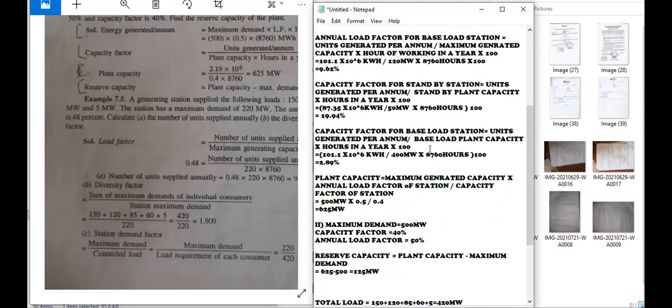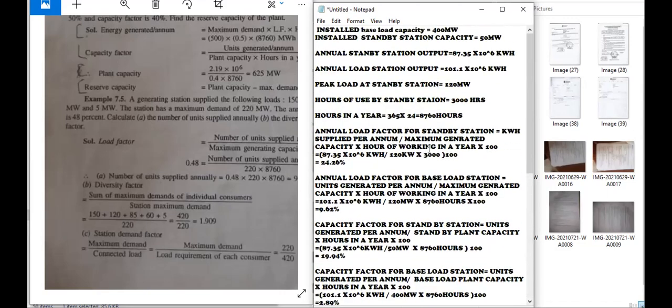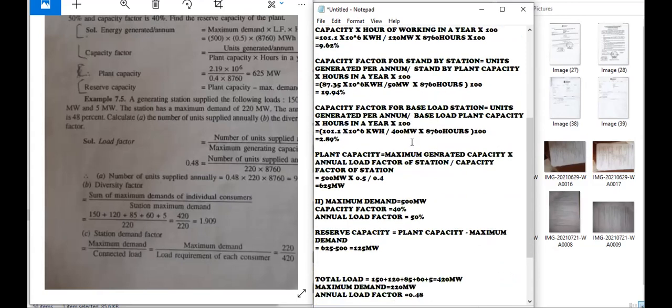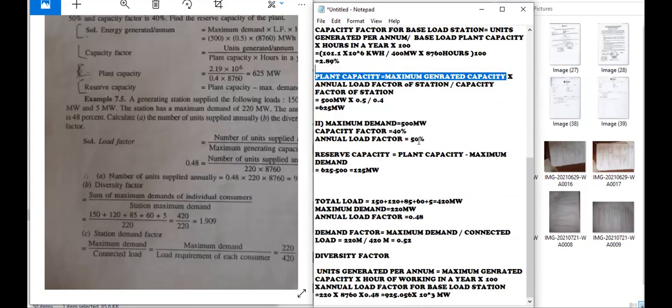Maximum demand capacity. Remember when I told you that my maximum demand capacity is my maximum demand? We use it to solve this. Maximum demand capacity is the maximum demand, so that is the same thing. Maximum demand and the capacity, they are the same thing. I'm sure the English used to confuse somebody.